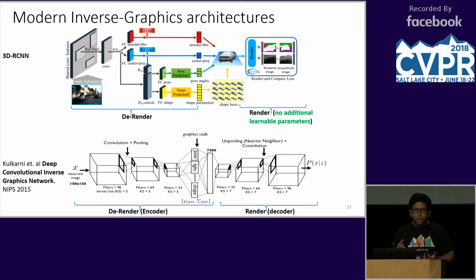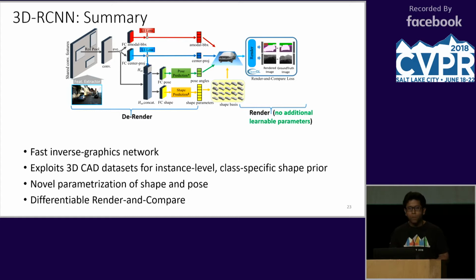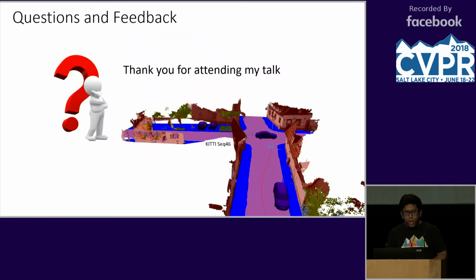Additionally, to gain interpretability, the DC-IGN work has to train the network with specific forms of data. But here, interpretability is there by design. So those are some of the nice things I think should be considered when we design the next inverse graphics architecture. This is the summary of the work. We present a fast inverse graphics network. We present deep differentiable render-and-compare, which allows us to exploit 2D annotations. With that, I will conclude my talk. Thanks a lot for paying attention.